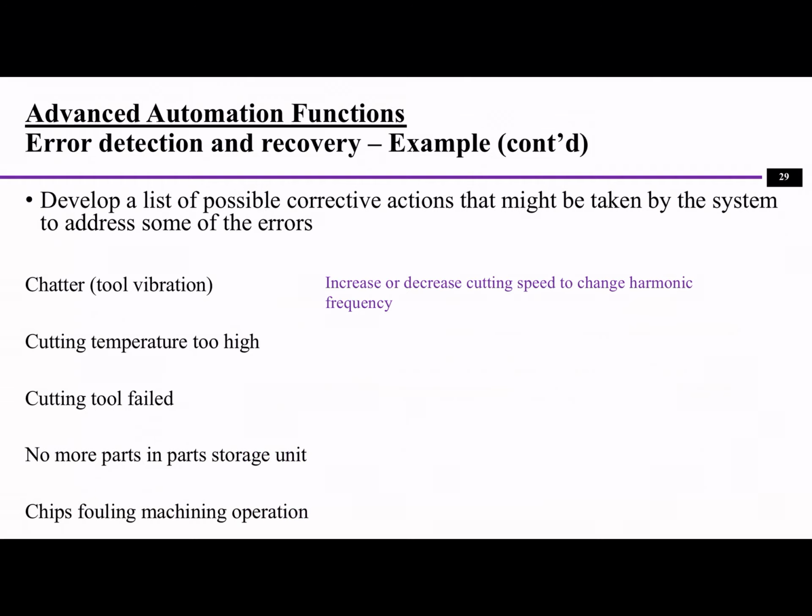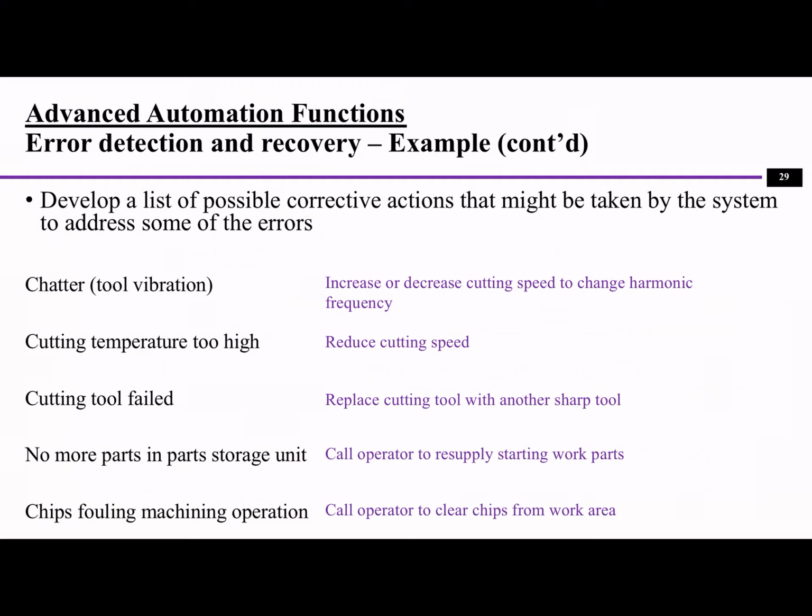For example, if there is chatter or too much tool vibration, maybe because the cutting speed is too high, then we can reduce the cutting speed to change the harmonic frequency a little bit. And if the cutting temperature is too high, then we're going to reduce cutting speed. If the cutting tool failed, then we just replace the cutting tool, right? Or if there are no more parts in part storage, then we call the operators to resupply the parts. And same with the chips, we can clear the chips from the work area.